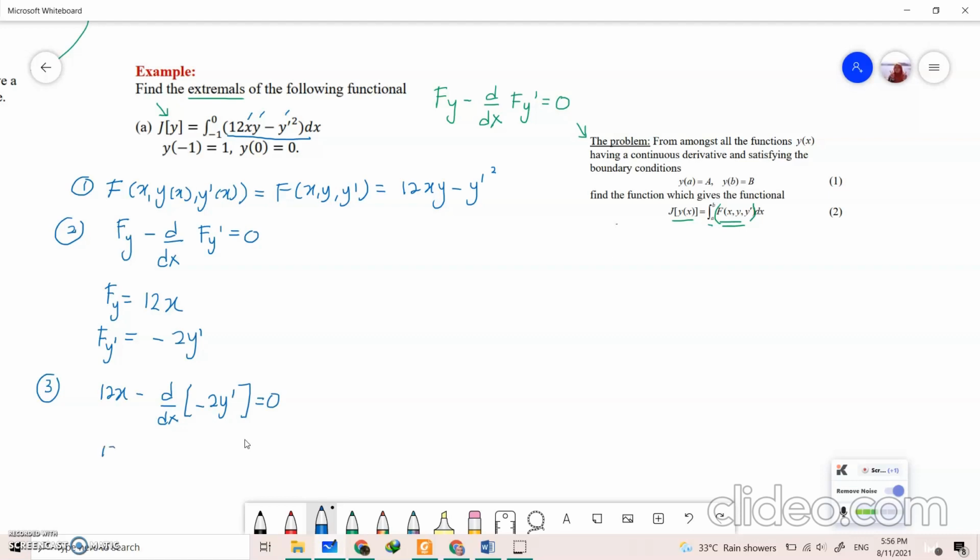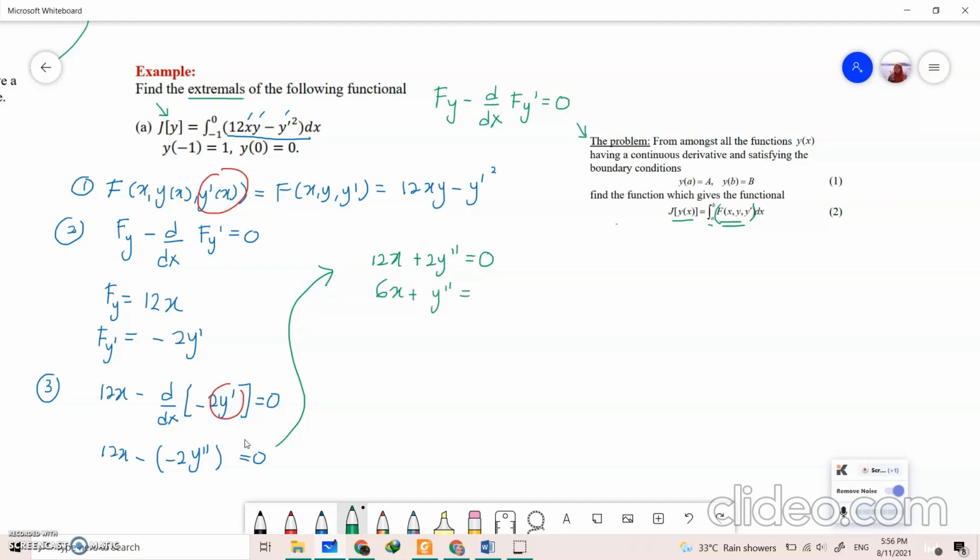So here 12x, differentiate negative 2y prime will give you negative 2y double prime. Why? Because this y prime is actually a function of x, y prime of x. So differentiate y prime of x with respect to x, you will get y double prime. So from here you can simplify, you get 12x plus 2y double prime equals to 0, so 6x plus y double prime equals to 0.